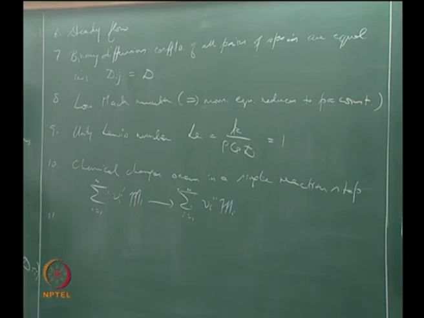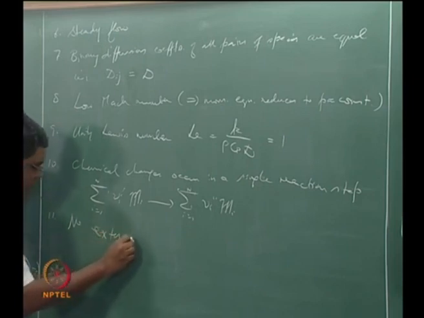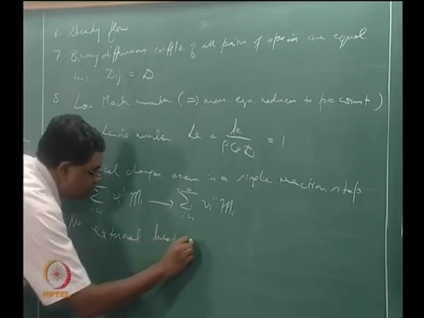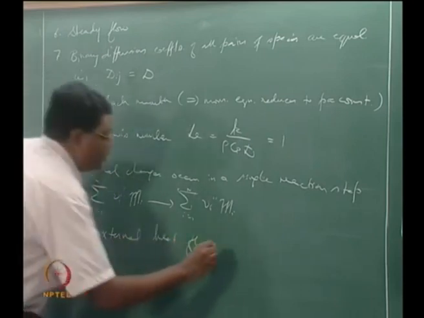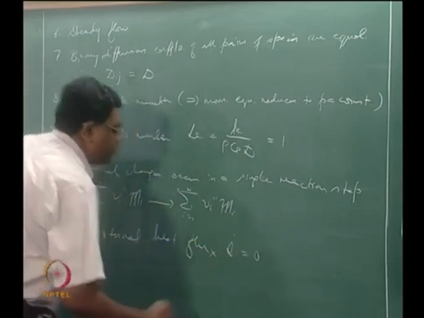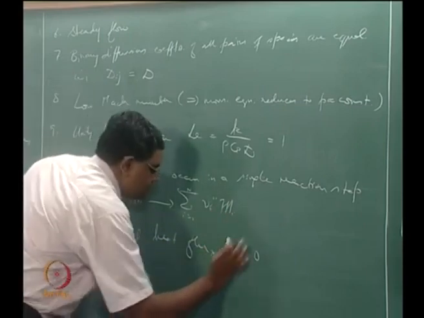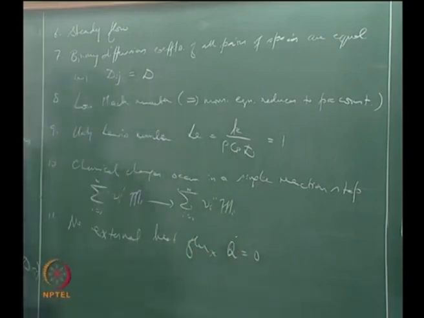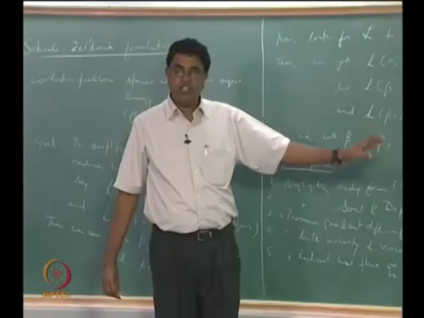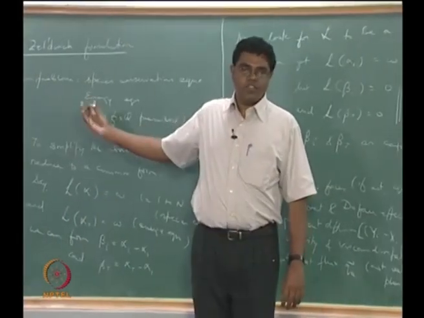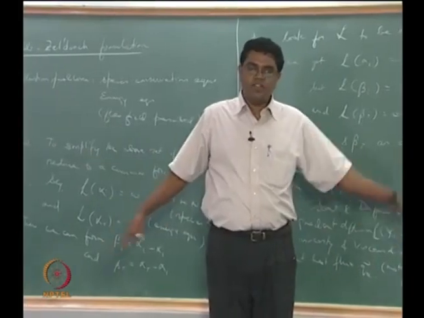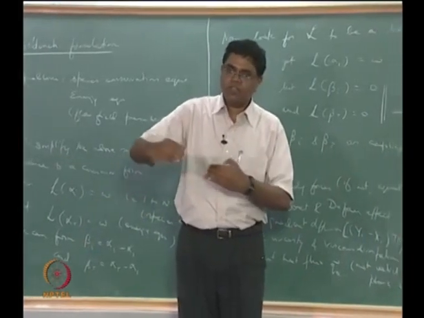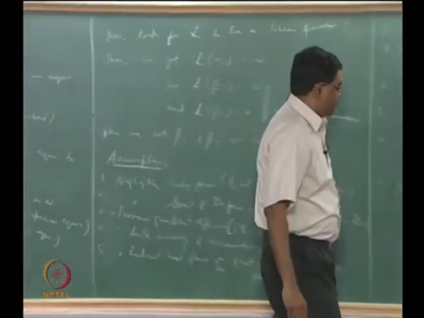The 11th assumption is a fairly straightforward assumption, no external heat flux. That is Q dot equal to 0. Q dot was showing up as a solitary term only in the energy equation. It was not there in the species equation. So if you now keep this, then it's not possible for you to make them look alike. Right, so we have to get rid of this.